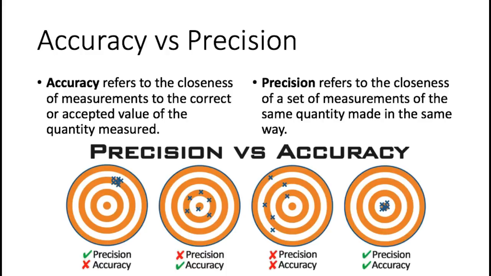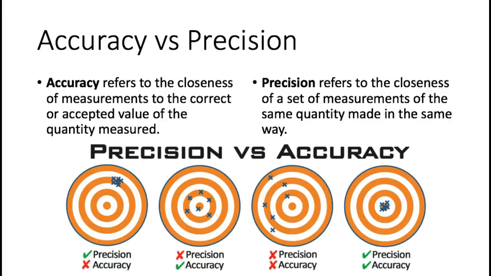In the next example, if we're still aiming for the bullseye, we can see that our darts are all in the vicinity of the bullseye, but they're not really grouped together. So we were accurate because we're pretty close to the bullseye, but we were not precise because our marks are made all over the place.